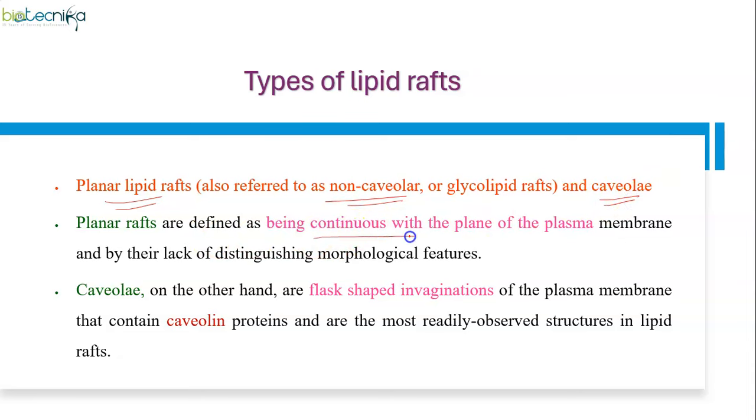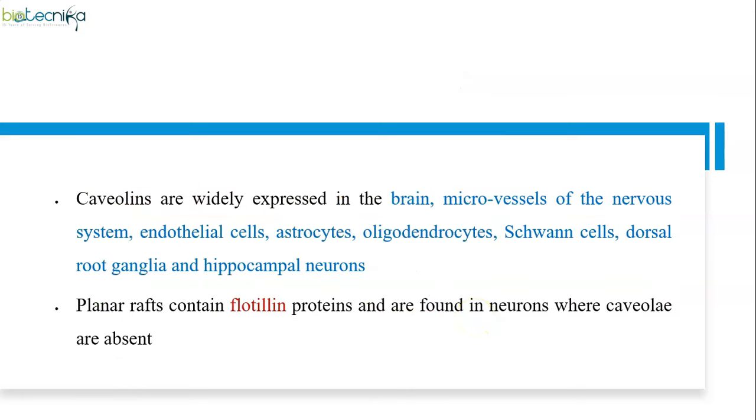Planar rafts are continuous with the plane of the membrane, so you cannot find any distinguishing morphological feature. Whereas caveolar, on the other hand, is a flask-shaped invagination like this, and it contains caveolin proteins, the most readily observed structures in lipid rafts. So the way caveolar has caveolin protein, planar rafts will have flotillin proteins. Both of them are expressed abundantly in neurons, the nervous system.